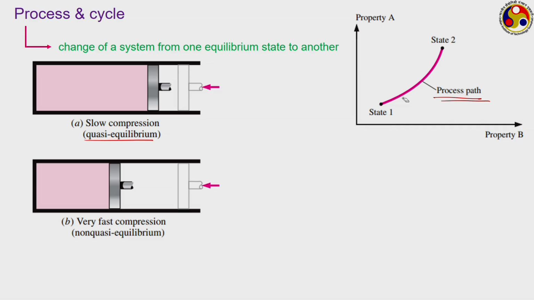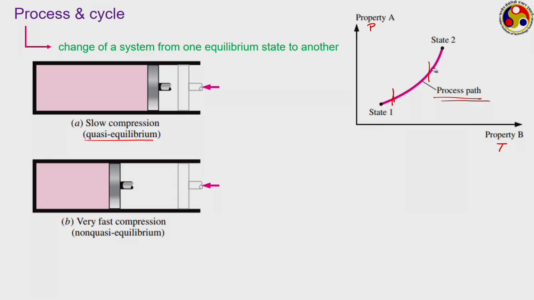Then we can't plot a process diagram like this. Say in our property diagram, we have selected pressure as one property and temperature as the other property. Now, for state 1 and state 2 we know the values of pressure and temperature, but what will be the values of pressure and temperature somewhere here or somewhere here? If the system is not in a state of equilibrium, then we can't identify these intermediate states, and therefore we can't draw this process path.